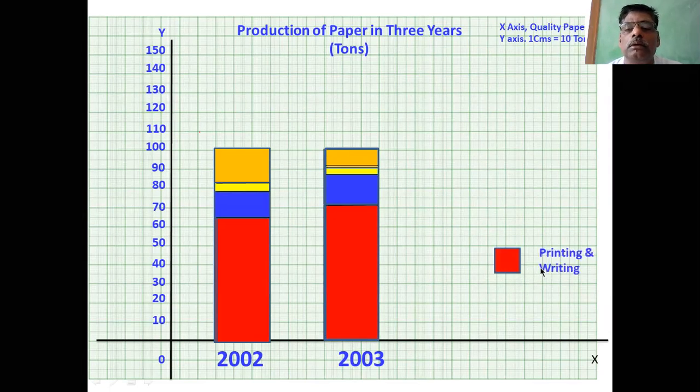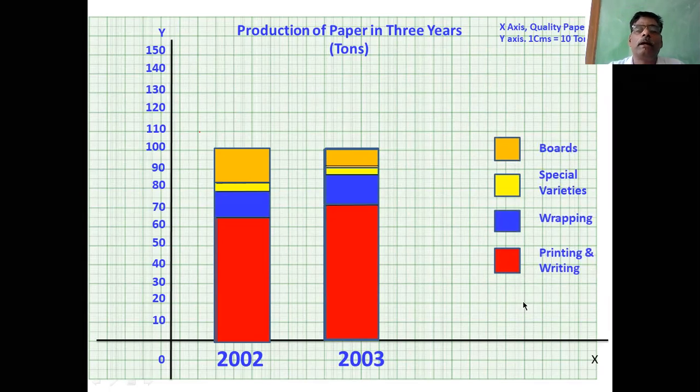First, this is writing and printing paper. Second category, this color, wrapping paper. Third, this is special variety. And last is bolts. Okay. Like this, you have to present the percentage bar diagram. This is the percentage bar diagram. In these columns, you may write the percentage of each value.